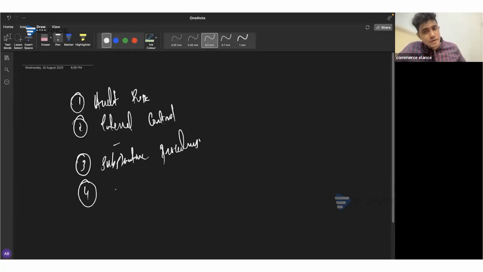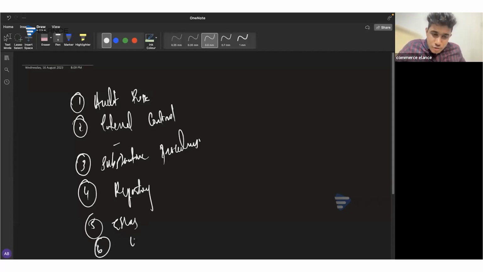In addition to which, we have also got the areas of reporting, ethics, and corporate governance. So these are the main key areas of our syllabus, and these are the areas which will probably be asked as part of the descriptive questions.